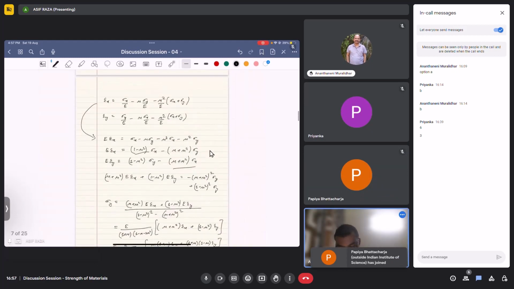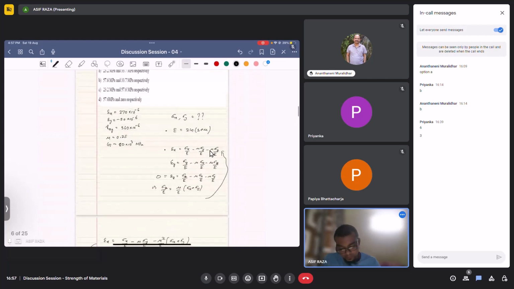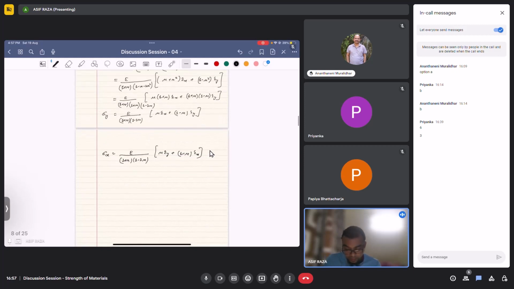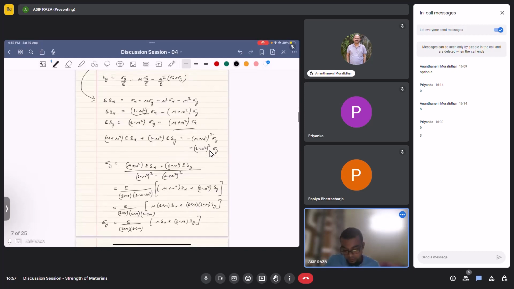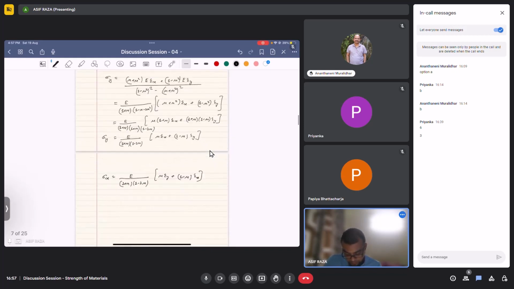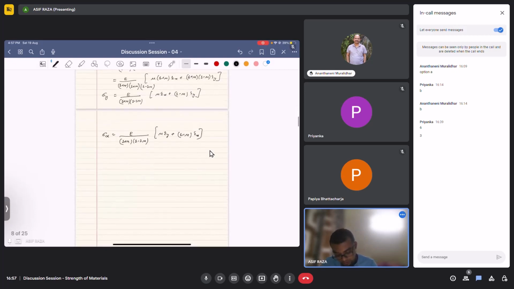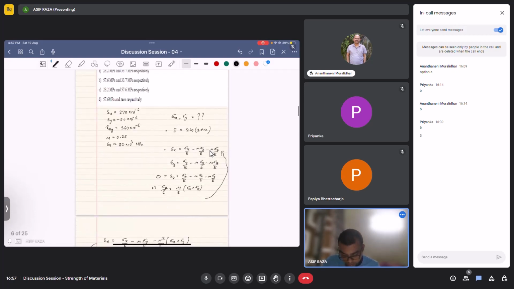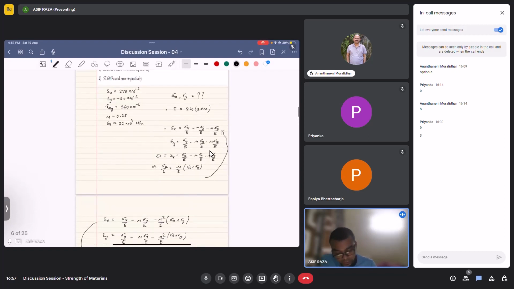So I think this would be the way. Let's substitute it and find it. What would be the answer? We are given E, sigma x, sigma y. Let's find sigma x. Okay, let's find E first.